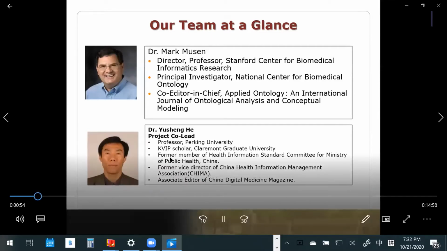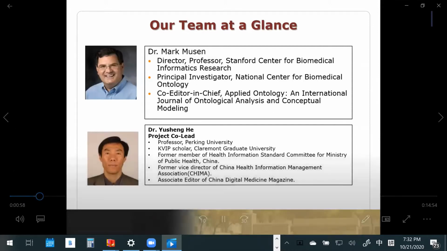Mark Musen is an internationally well-known expert in medical knowledge. He comes from Stanford University Medical School. I'm Yusheng from People's Hospital, Peking University. Recently, we have cooperated with a domestic HIT company to realize our theoretical model and began to make further study in knowledge discovery and the clinical manifestations standard.